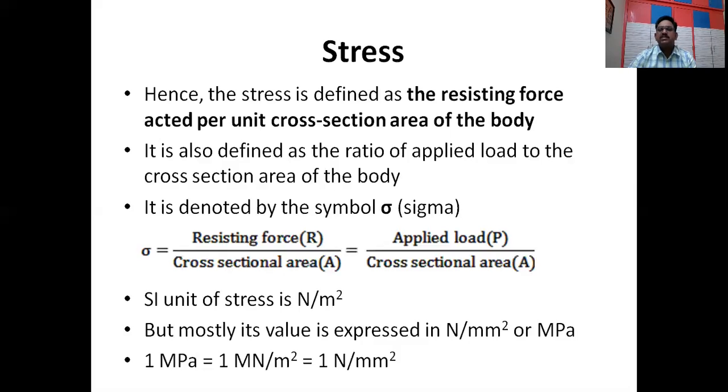So this is what stress is about. Stress is the resisting force acted per unit cross-sectional area of a body when it is subjected to an external load, and it is denoted with the symbol sigma.